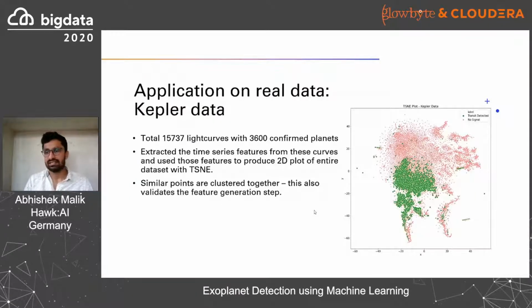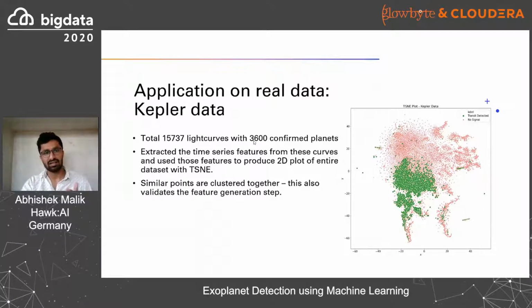Now, the obvious next step here would be to apply the same on a real data set. In the current real data set, we had 15,000 cases, and out of those 3,600 were confirmed planets. And we want to make a model that finds out as many of those as possible. So now we're doing the same thing with those 15,000 samples as well.